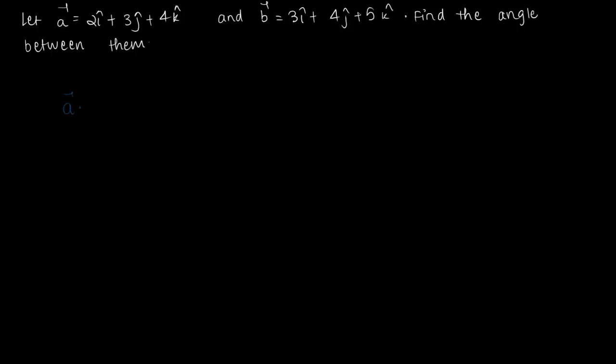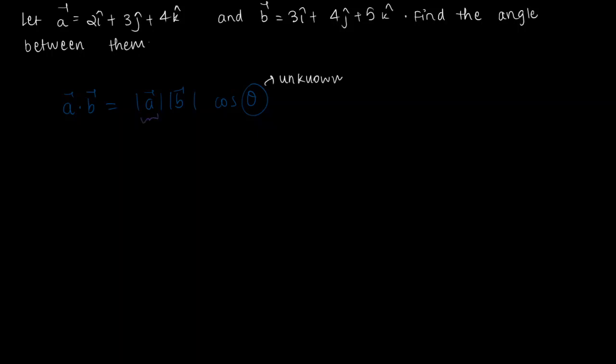Now I will take the easiest approach, and that will be using dot products. So we know that A dot B is equal to the magnitudes of the two vectors times the cosine of the angle between them, and this theta is what we have to find. This is the unknown that we have.